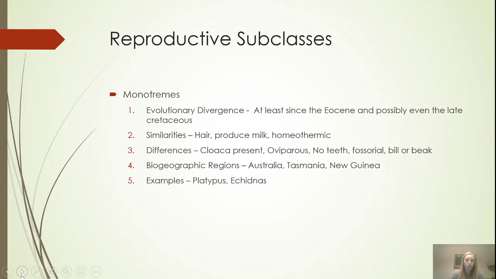They're found in Australia, Tasmania, and New Guinea, so just in a very small portion of the world. Examples of these animals are the platypus and the echidnas. There's 4 different types of echidnas, but these are all very unique animals, especially when you think of the platypus, how different they are from other mammals. It's almost like they're pieced together from a bunch of different species.